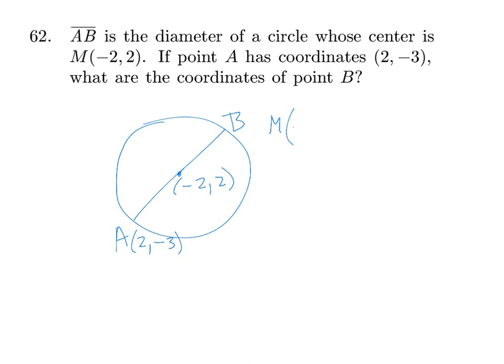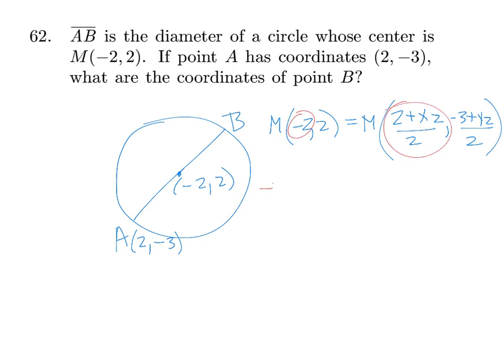First of all, here's the midpoint, (-2, 2), and that's equal to the sum of the endpoint values divided by 2. So I have (2 plus x sub 2) divided by 2, and then I have (-3 plus y sub 2) over 2. Alright, and I have to solve each of these equations. So I have -2 is equal to that. Let's solve it now.